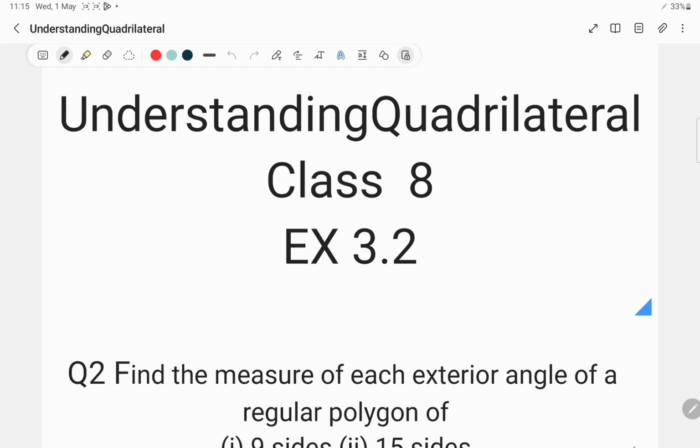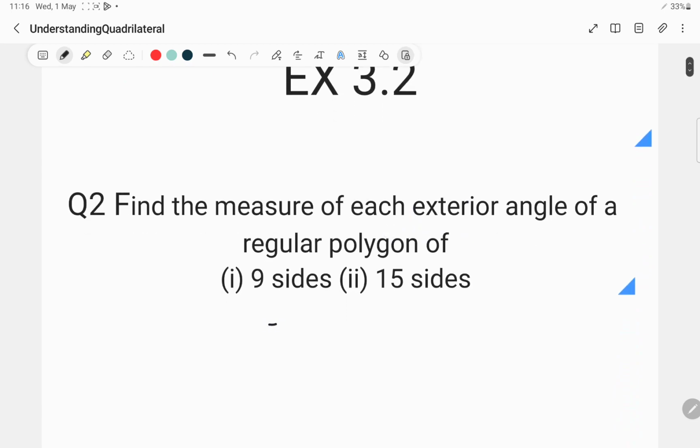In the previous video, we did question number 1 of the chapter Understanding Quadrilaterals of class 8, exercise 3.2. Now, in this video, we will solve the rest of the questions. So, let's start. The first question says, find the measure of each exterior angle.